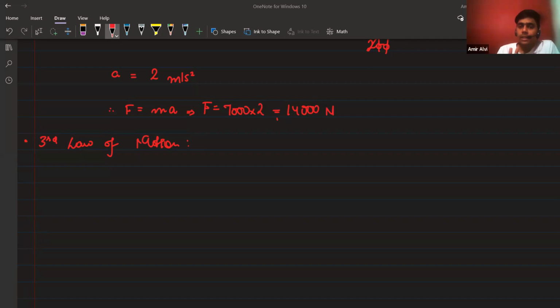Clear? So same thing here. Right now I'm pushing the wall with my hand with a force F. So the same, equal amount of force is applied by the wall on my hand. That's called a reaction force. Clear?